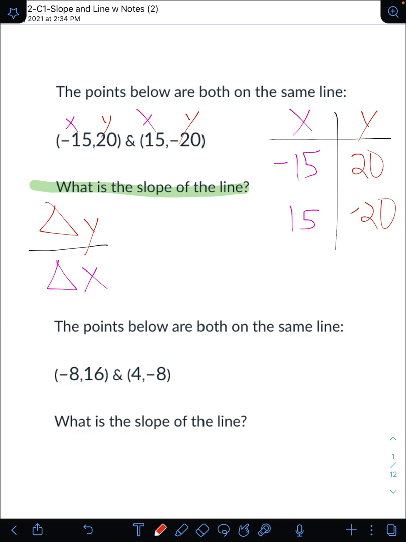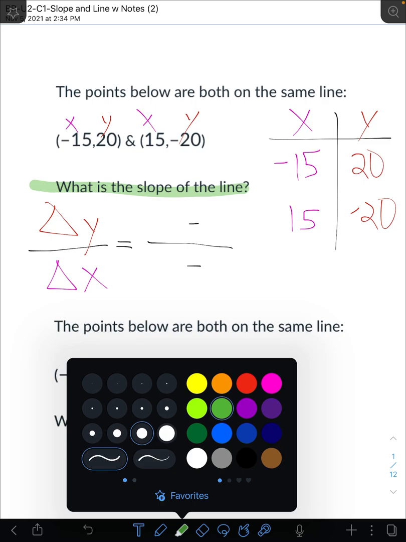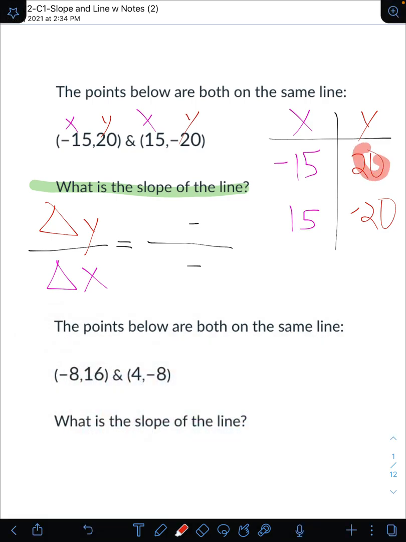By change in y over change in x, I mean that I am going to be subtracting two y's and then subtracting their matching x's. So now what you get to pick is the first y, and this first y decides everything else. It doesn't matter. Let's do 20. So we do 20 minus the other y, which is negative 20. And now, since we chose this 20, the matching x to that 20 is negative 15. So we do negative 15 minus 15.